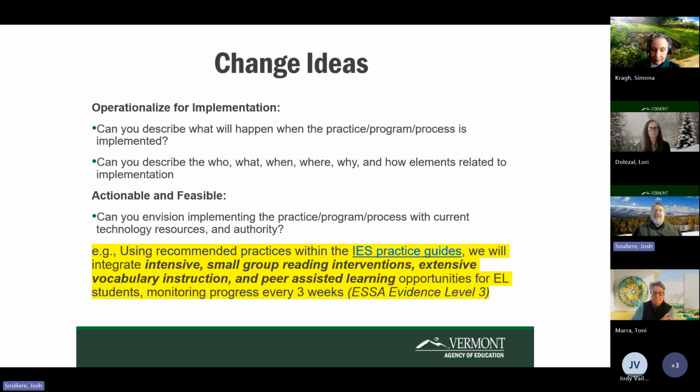In this example, you'll see change ideas include using recommended practices within the IES practice guides, the Institute of Educational Services practice guides, to integrate intensive small group reading interventions, extensive vocabulary instruction, and peer-assisted learning opportunities for EL students. And they also show that they're monitoring progress every 3 weeks, and it's ESSA evidence level 3. So we're getting very specific here on the practices that will be implemented and monitored throughout the PDSA cycles.